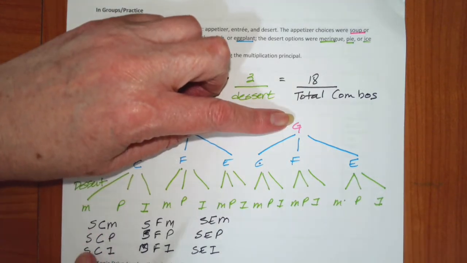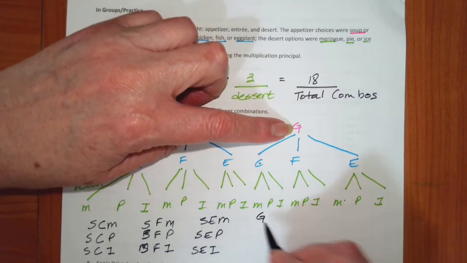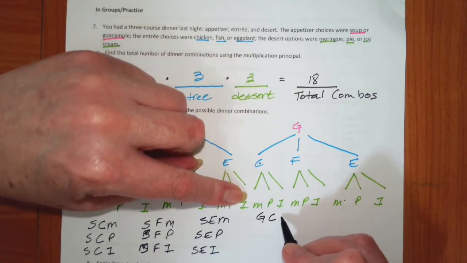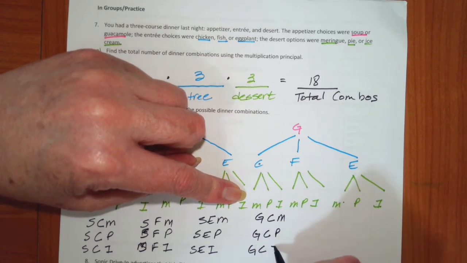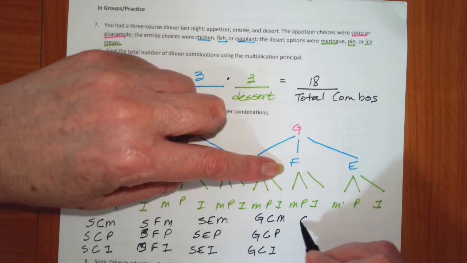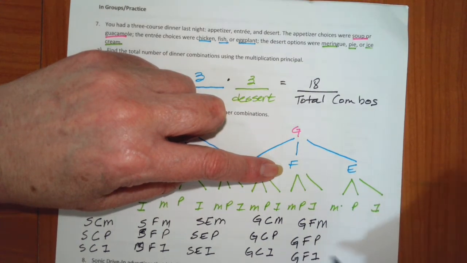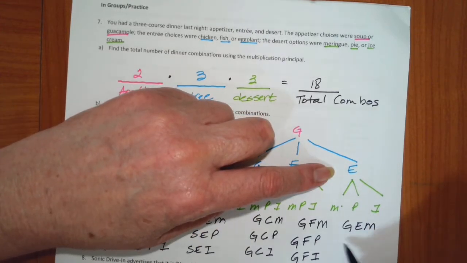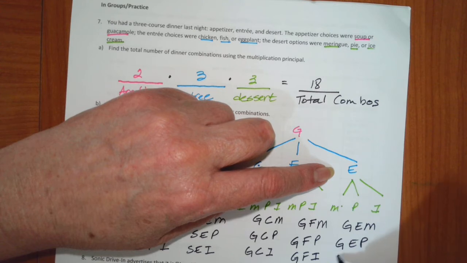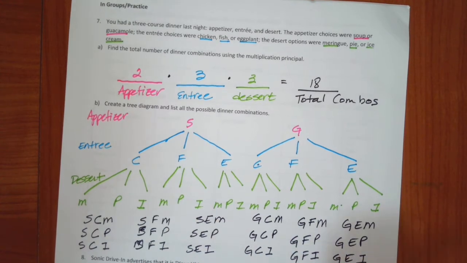Now all of these are going to be the same, except instead of S, I'm going to have G in there. So this is going to be guac, chicken, meringue, guac, chicken pie, or guac, chicken ice cream, guac, fish meringue, guac fish pie, guac fish ice cream, and guacamole eggplant meringue, guacamole eggplant pie, guacamole eggplant ice cream. So let's count these up. 3, 6, 9, 12, 15, 18 choices.